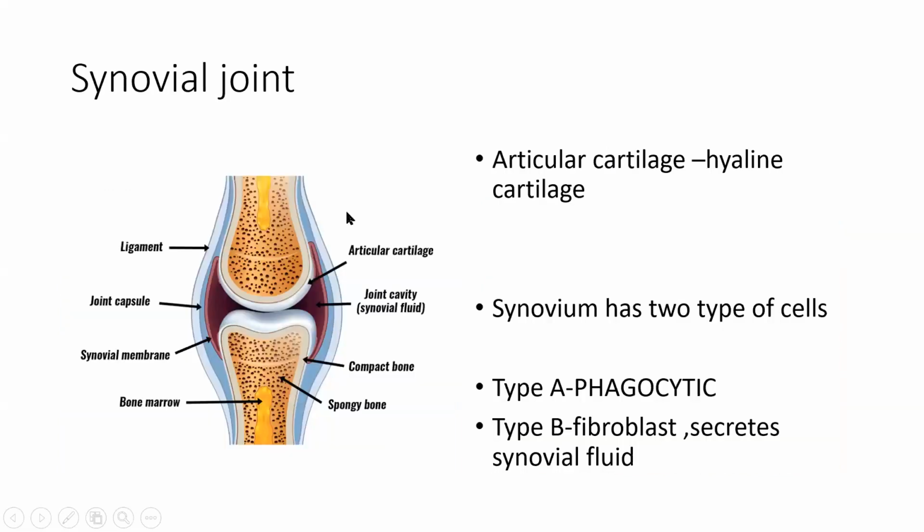Now, till now it's okay. Now we'll go ahead. What is a synovial joint? What is a bursa? A bursa is a cushion between bone and tendon and ligament. Now, what is a synovial joint?